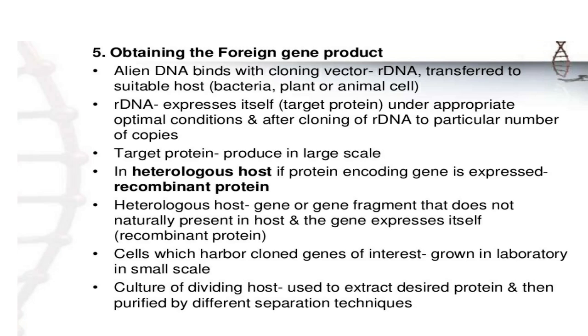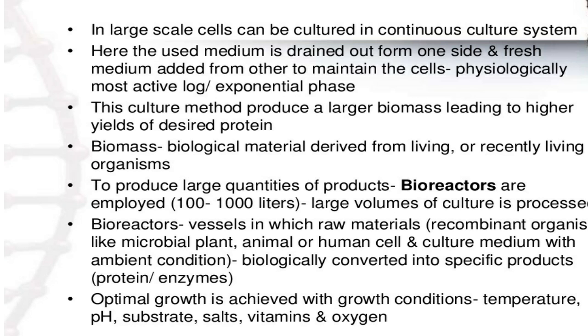Cells which harbor cloned genes of interest are grown in the laboratory on a small scale. A culture of dividing host is used to extract the desired protein, which is then purified by different separation techniques. On a large scale, cells can be cultured in a continuous culture system. Here the used medium is drained out from one side and fresh medium is added from the other to maintain the cells physiologically most active and in exponential phase. The culture method produces a large biomass leading to a higher yield of the desired protein. Biomass is biological material derived from living or recently living organisms.